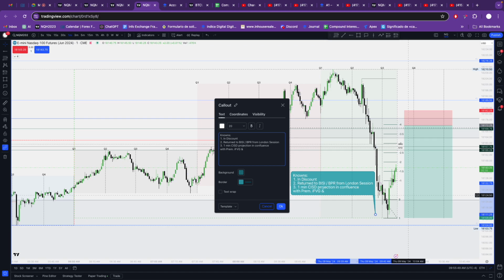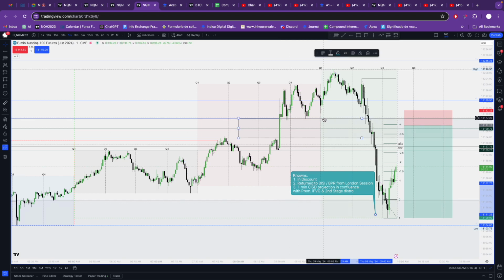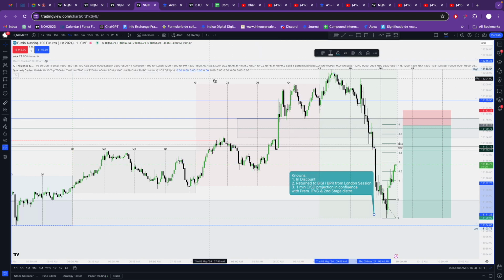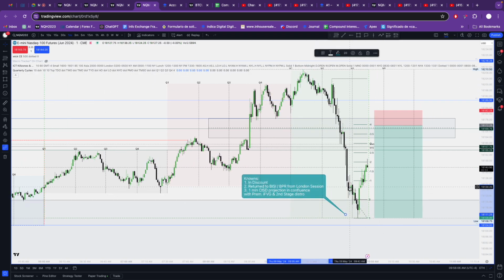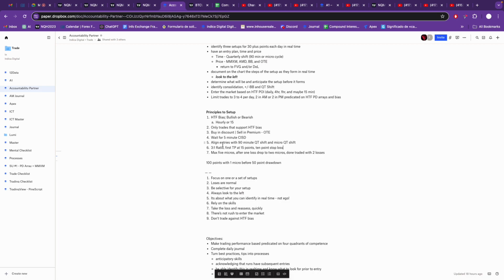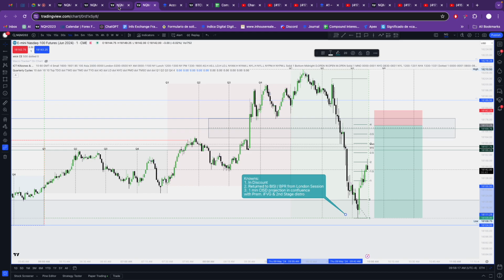And I want to say second stage distro, right? So here's the inverse. That's what the square box represents. And notice how we have a quarterly shift here, quarterly shift, boom. Now we're moving up. See from Q2 to Q3. That was one of the things that we had here aligned with 90-minute quarterly shift and microcycle.